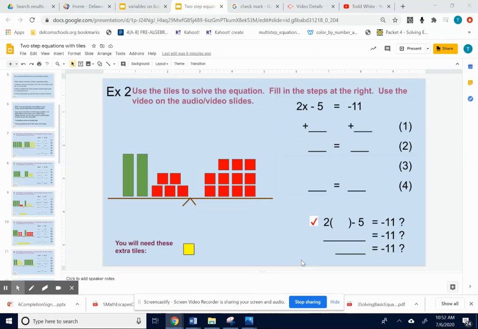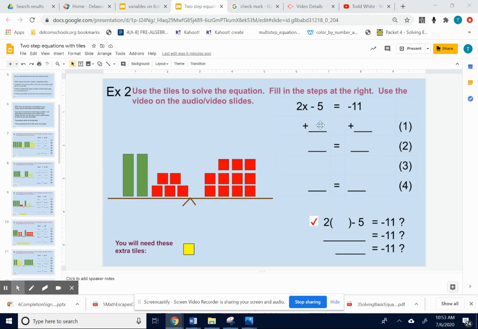Okay, example 2. Use the tiles to solve the equation 2x minus 5 equals negative 11. On the left we have 2x and a negative 5, because a negative 5 is basically a subtracted 5. So we have a 2x and a negative 5 on the left, and we have negative 11 on the right. First goal, we want to get the x's alone. Second goal, we need to split both sides up.